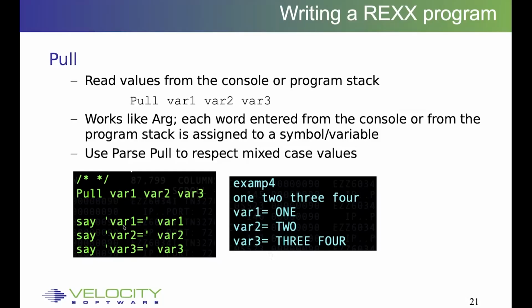So the example here on the left, very similarly, if we run the example, examp4, what you don't see here is the fact that the console is presenting a VM read on the bottom right, which means that the program is expecting some kind of input. And at this point, you can enter your values and it will display the values very similarly to how arg works.